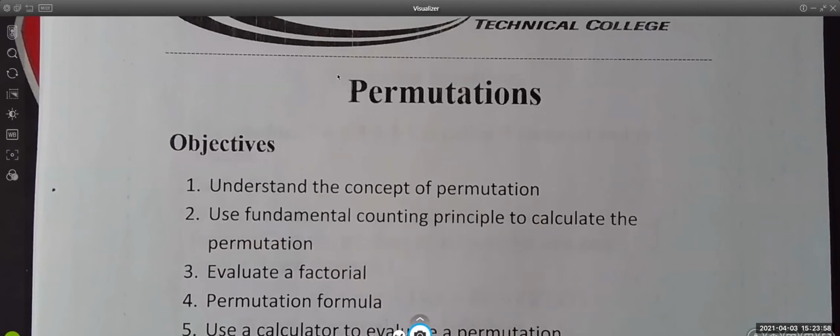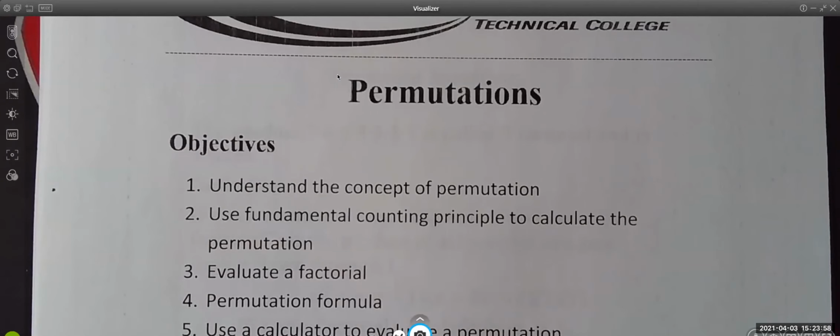Hi everyone, in this video we are going to learn permutations. This is the second video of probability. Permutation is another way to count how many different outcomes for a given event. Now these are our objectives.